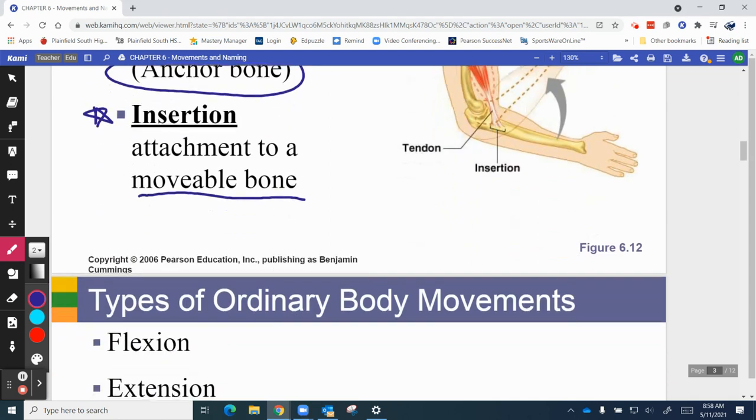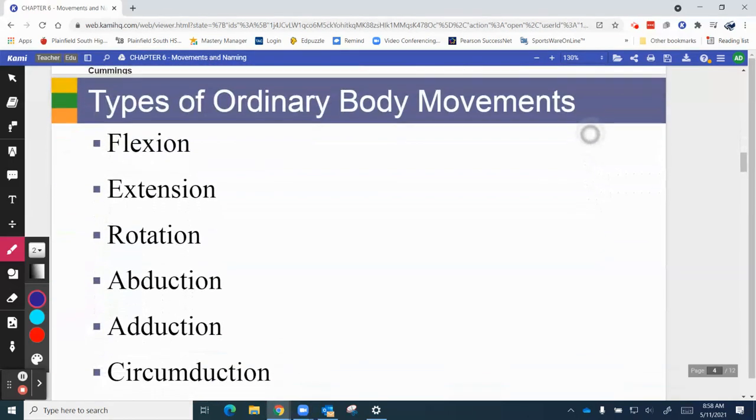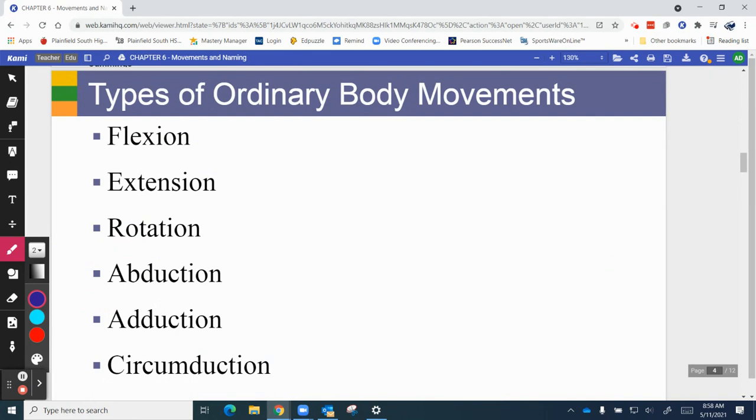All right, so that's the origin and insertion. So we have some basic movements that we get from some of those muscles. We'll try to go over a little bit of these. I know specifically on the assessment there are going to be a couple of these, so make sure you have them down.